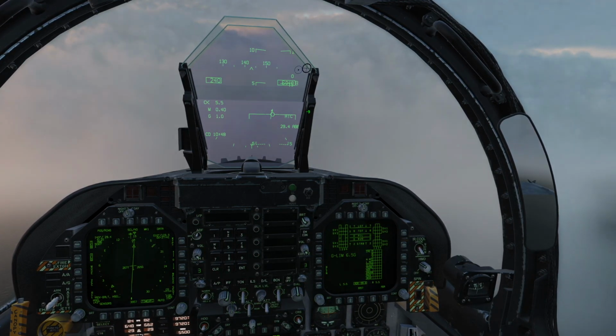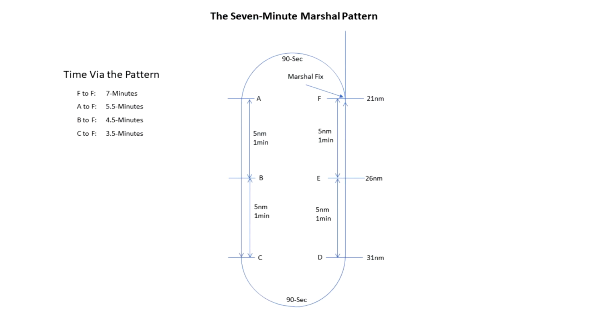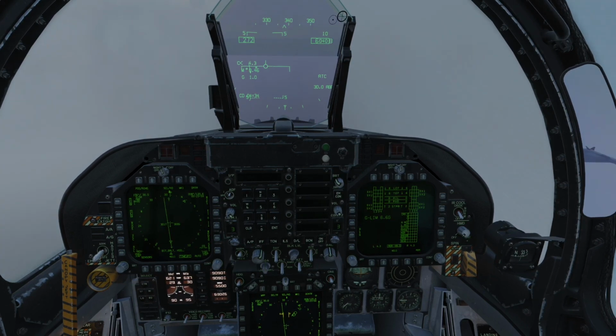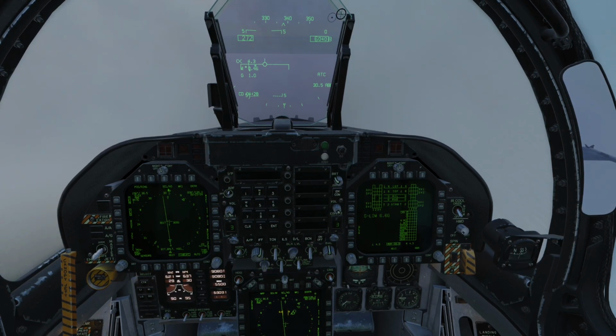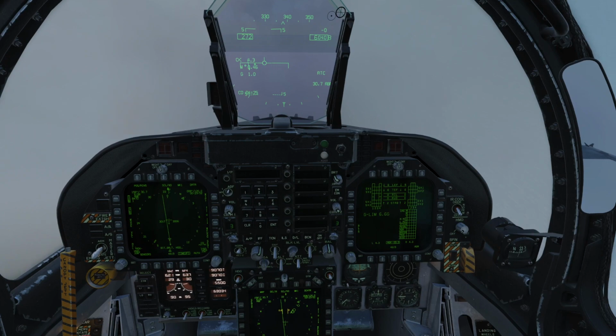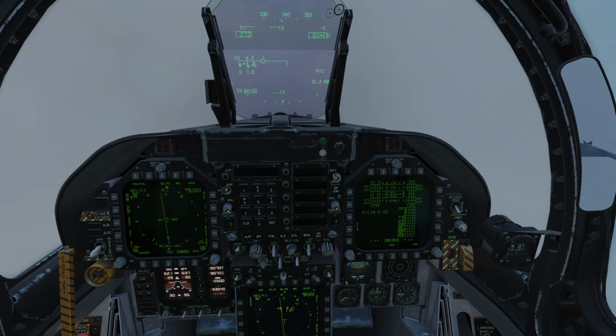As you'll see, at Point Charlie in my 7-minute pattern, I will have 4 minutes and 22 seconds to go until my push time of 3.5. So we do the math. It takes 3 plus 30, or 3 minutes and 30 seconds from Point Charlie at 300 knots ground speed to reach the Marshal fix, Point Foxtrot, via the pattern. So I will need to extend beyond Charlie for half of that extra time, or half of 52 seconds. So I will extend beyond Charlie by 26 seconds. I actually count in my head the 26 seconds just like I count the 17 seconds in the break.